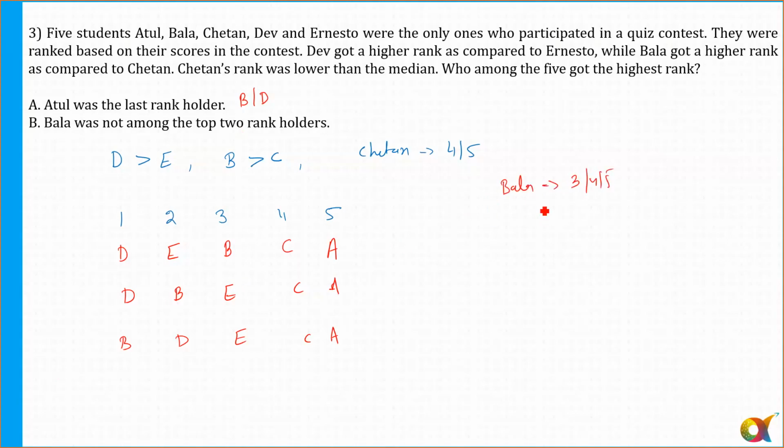But if I combine these two statements, we will get that Bala is not among the top rank holders. So the third case will be ruled out. And if the third case is ruled out, then in both the first two cases he is at the first position. So that's why the combination of both the statements is needed, and the answer will be option number 4. The correct answer for this question is option 4.